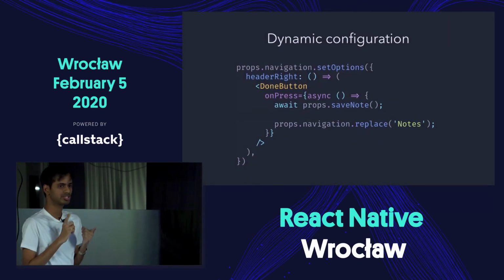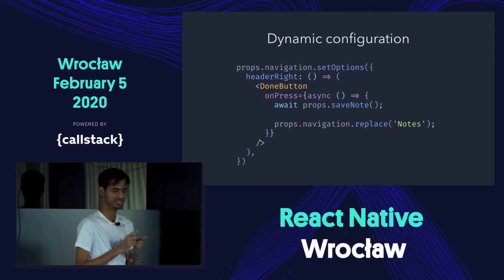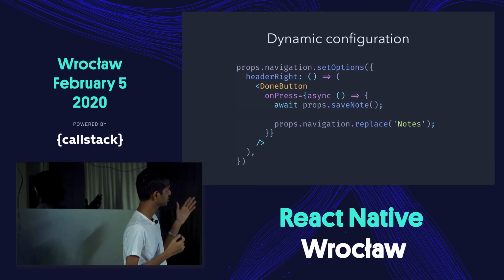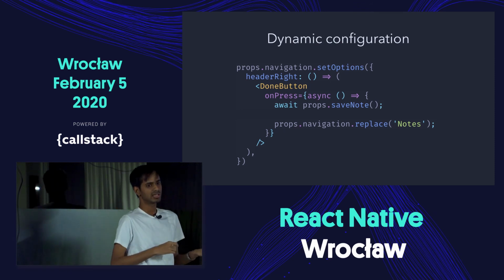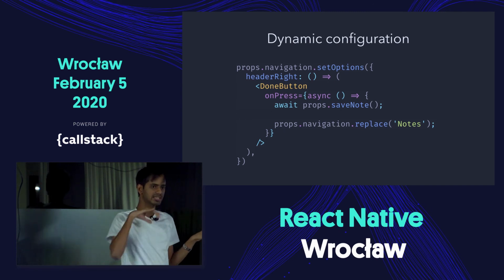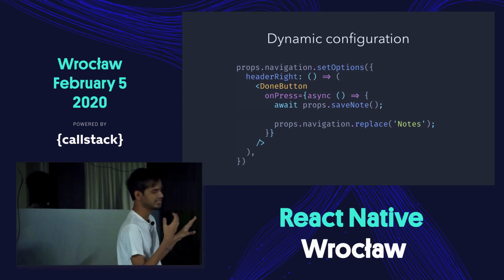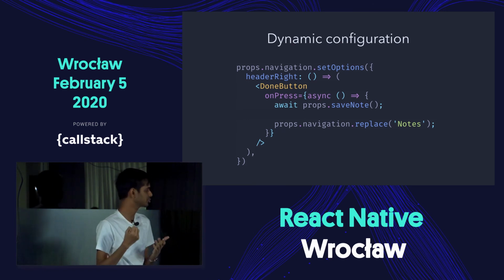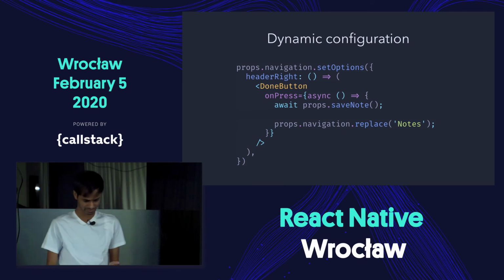Now we also have a new API for setting options. If you want to change options dynamically, you just call navigation.setOptions and you can pass anything here. And you can call it from inside the component. Since you are calling it from inside the component, you have access to component state and component props, and you can use that here.